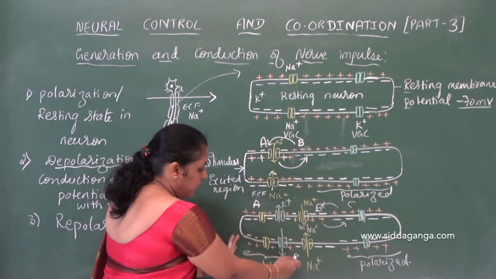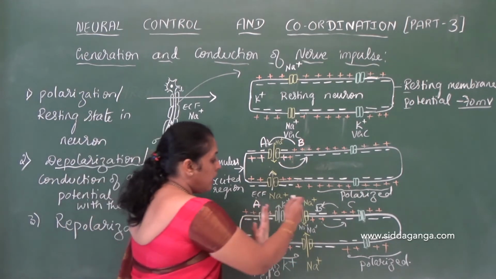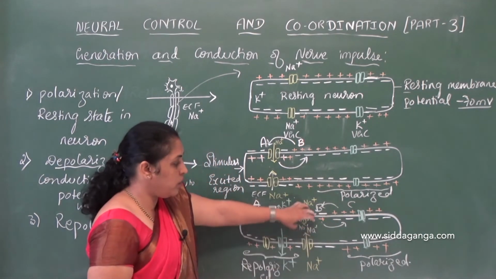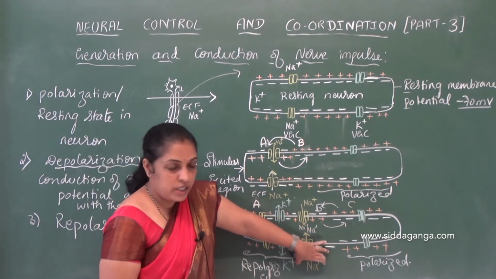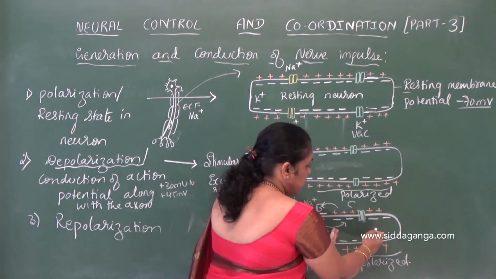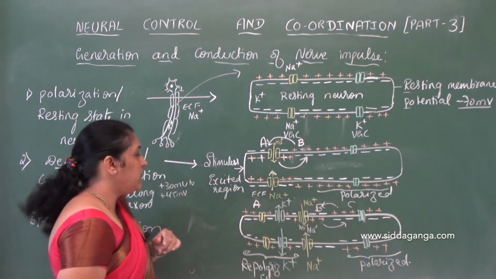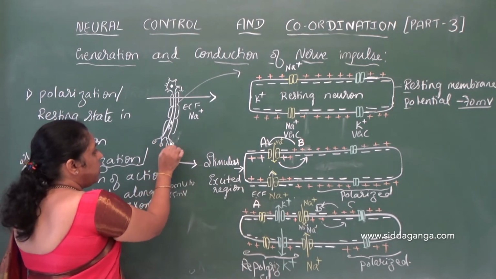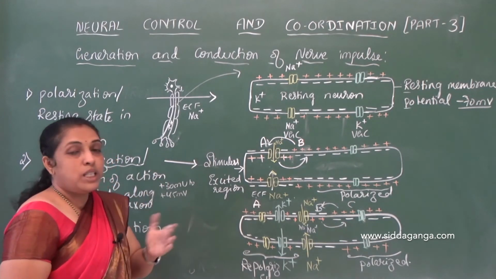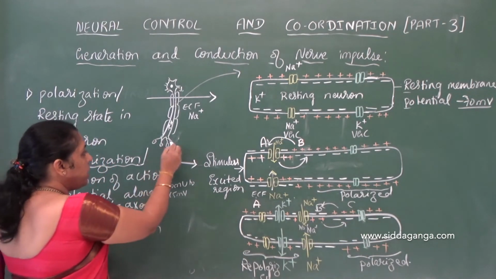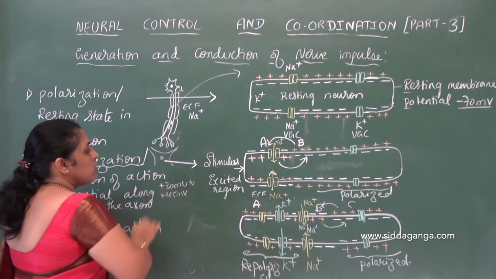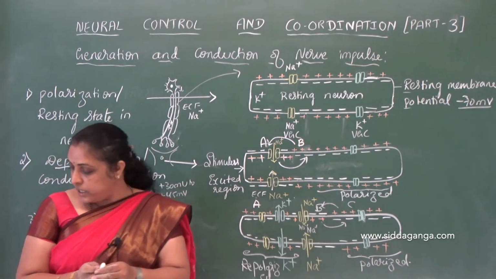So this part again will be in a repolarized state. Where the stimulus shifts, that will be in a depolarized state. Now B is in a depolarized state. Once again the circuit completes, it shifts to the next region and next region, like that till it reaches the nerve endings. In the next class we will discuss how information will be transferred from these nerve endings to the next neuron.